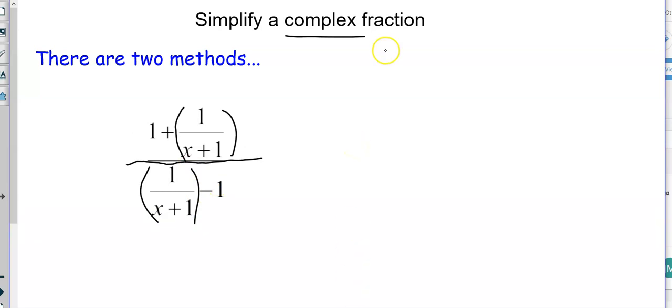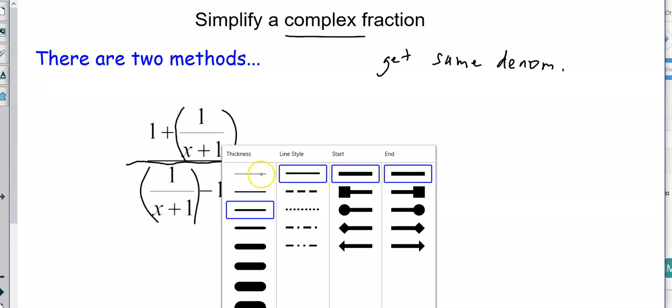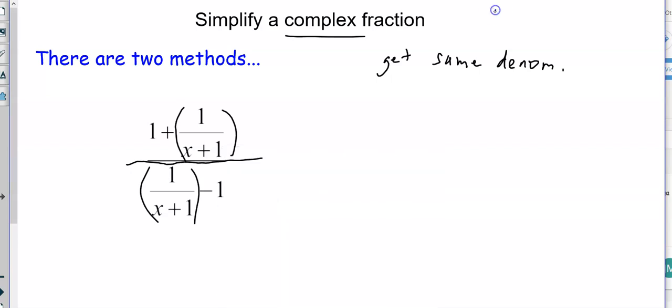So one method would be to get the same denominator. Right, we know we can add or subtract. If you can just get the same denominator, that will help. Sorry about that. Okay, so we have, in this one, this left-hand side here needs an x plus 1. And this needs an x plus 1 as well. So we have a common denominator.